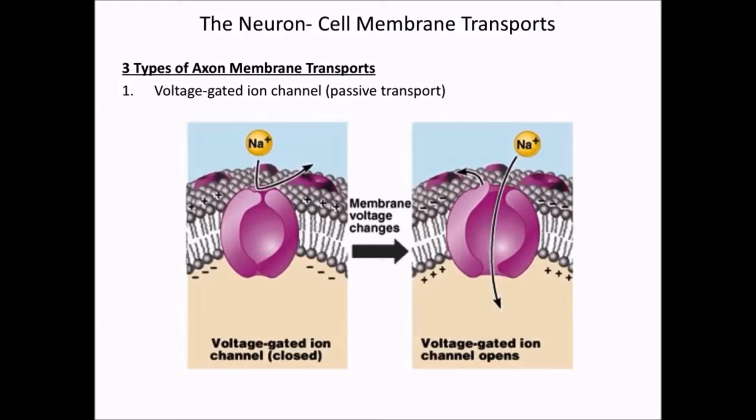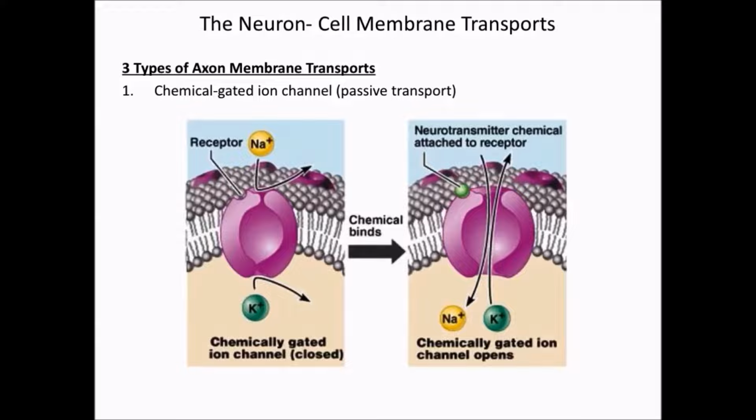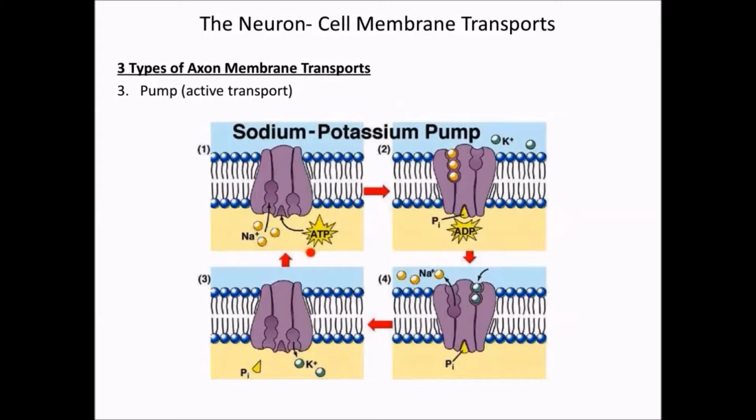When an action potential arrives down the cell membrane, this channel opens, allowing substances or materials to pass right through it by the process of diffusion or osmosis. A chemical-gated ion channel opens in response to the presence of a chemical, in this case a neurotransmitter. So when a neurotransmitter binds to a receptor, the channel opens, allowing substances to diffuse across the membrane. And finally, the pump, which requires energy, will transport substances across their concentration gradients to their resting locations.